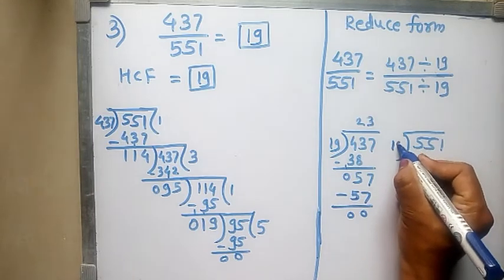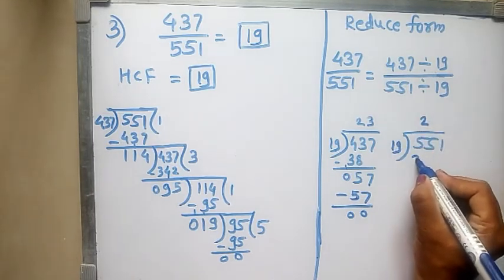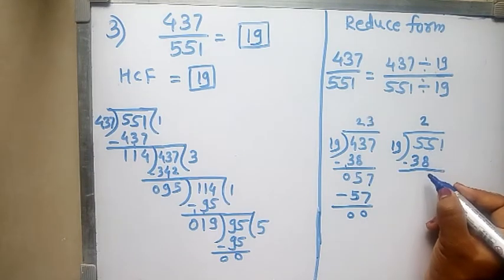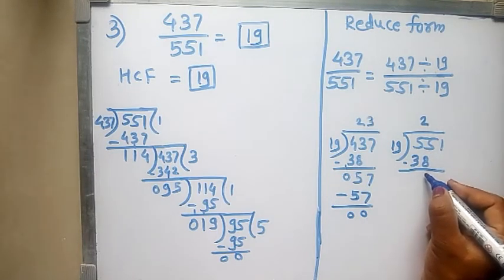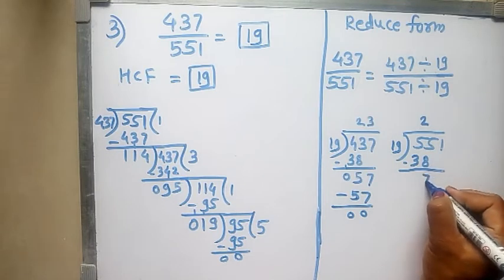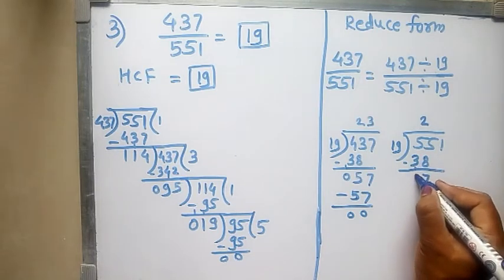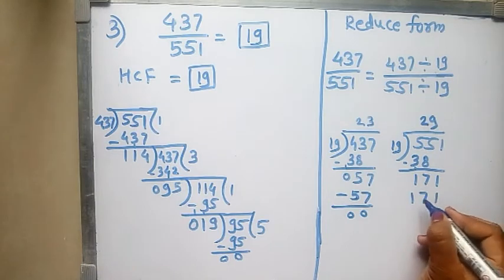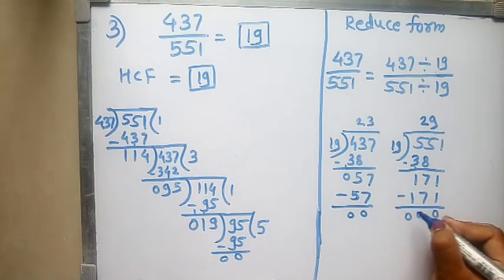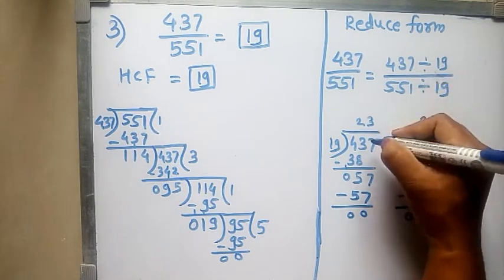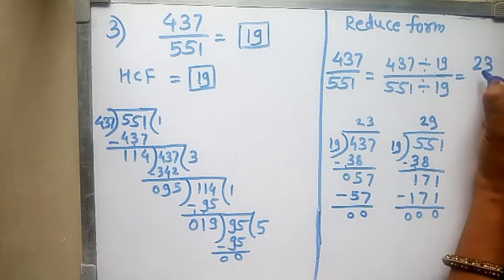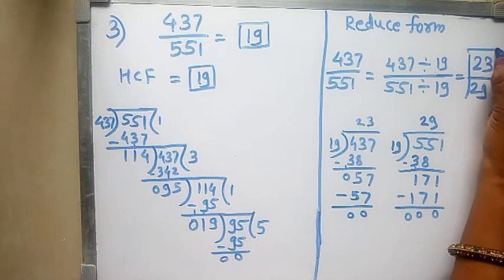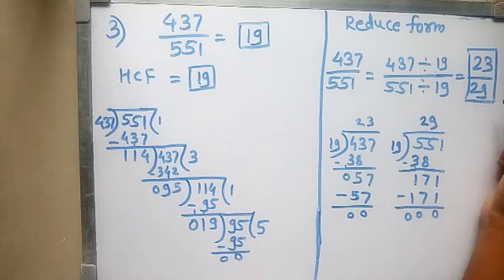Quotient is 23. Then I divide 551. 19 2s are 38. 15 minus 8 is 7. 5 minus 4 is 1. Take 1, 171. 19 9s are 171. 23 upon 29 is the reduced form of the fraction, the lowest terms.